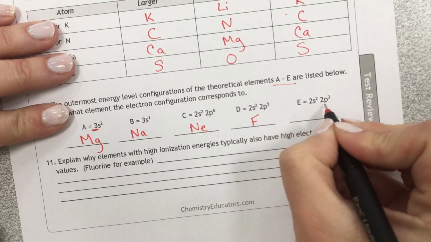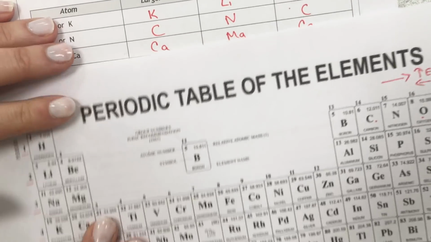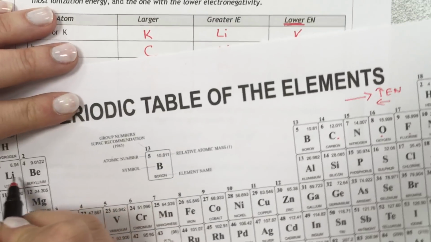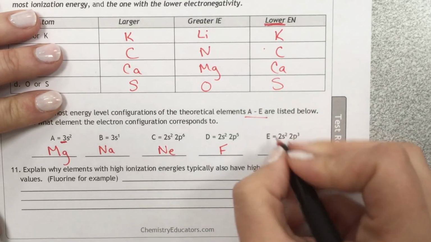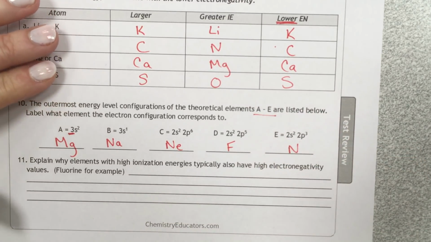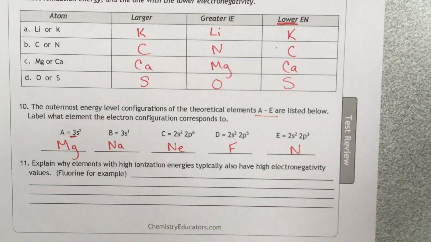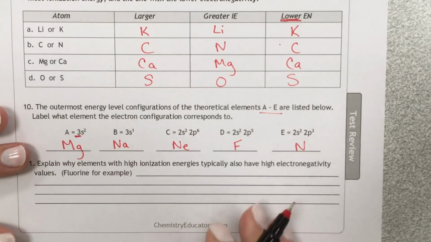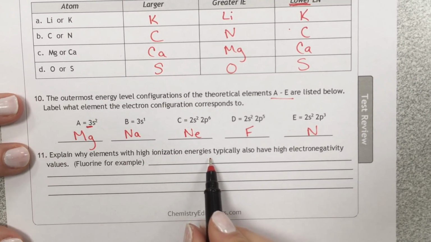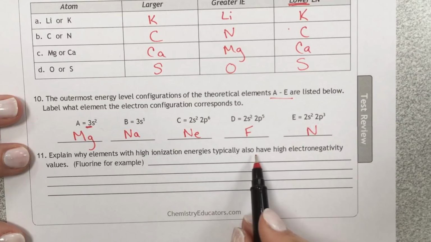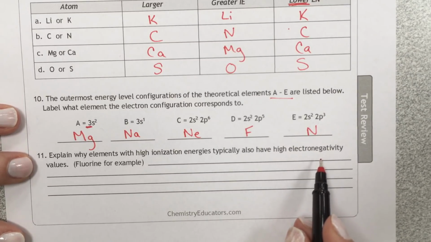And then 2s2 and 2p3. So 2s2, and then 2p1, 2, 3. So that's nitrogen. Okay. I'm sorry. I had them do that last year. Anyways, that's okay. Explain why elements with high ionization energies typically also have high electronegativity values.